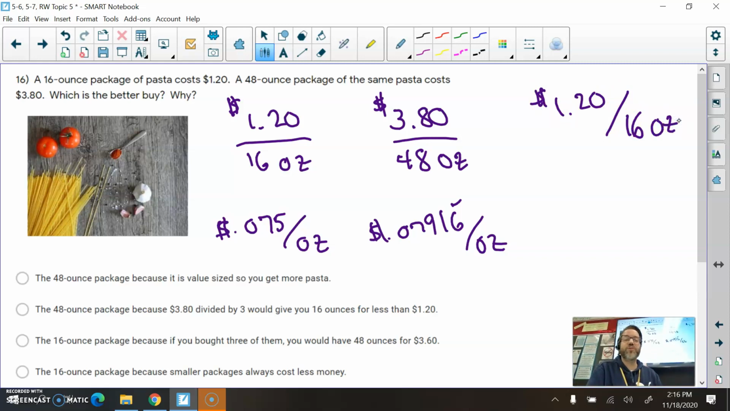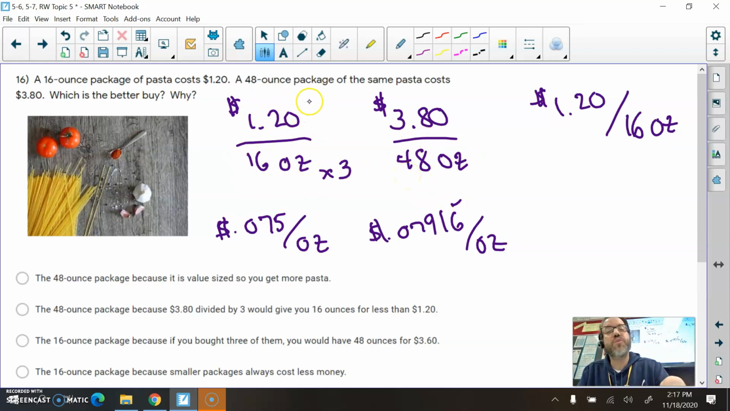And when you're shopping for food, especially, and you see different sized packages, a lot of times they are compatible. 16 ounces is actually 1 pound. 48 ounces is actually 3 pounds. If you take 16 times 3, it equals 48. So you could buy 3 of these smaller packages and you'd get the same amount of pasta, 48 ounces, that you get in a bigger package.